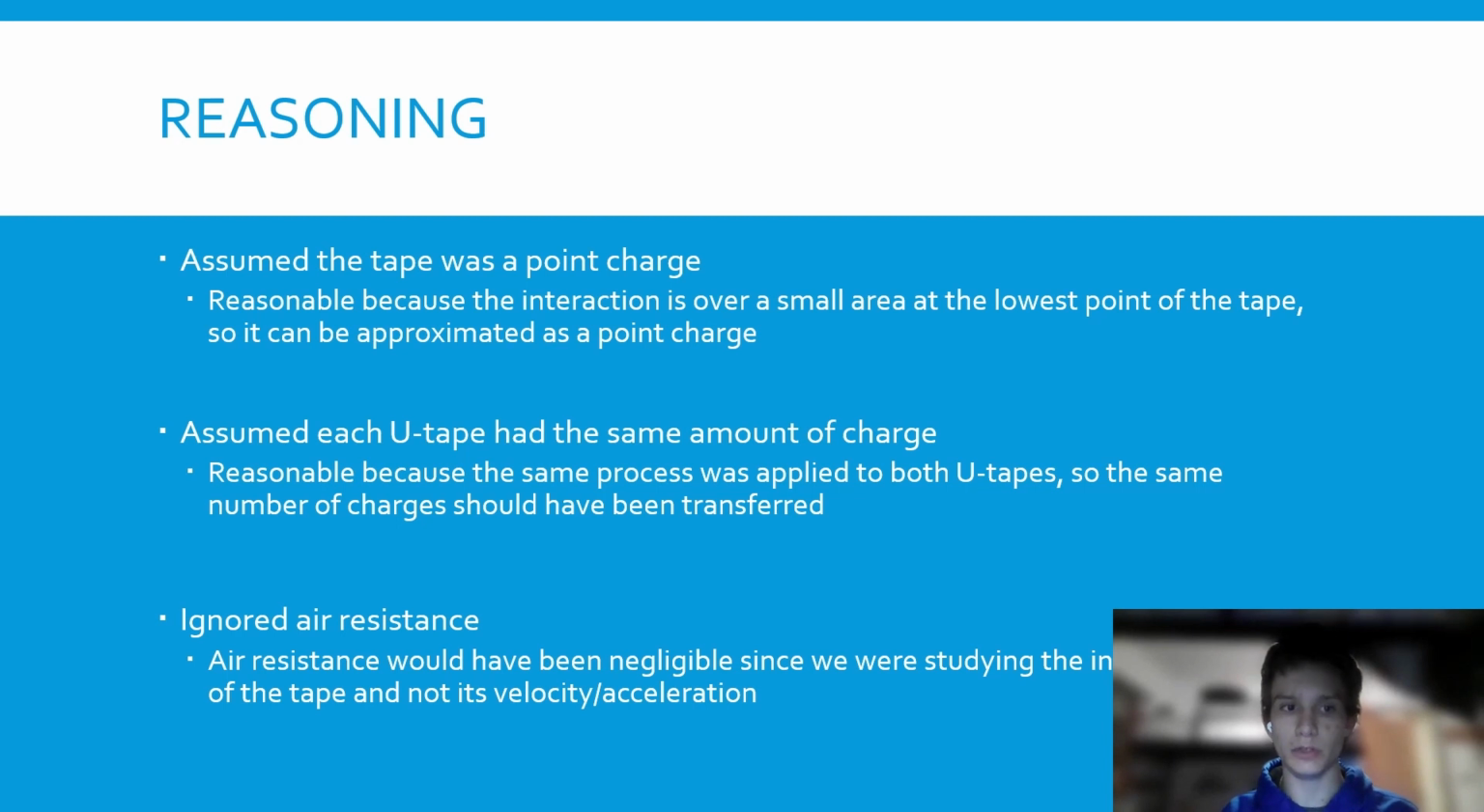I also had to assume the amount of charge on each piece of tape was the same, which was reasonable because I performed the same actions to charge both pieces of tape, which means roughly the same amount of electrons should have transferred. Finally, I ignored air resistance, which was reasonable because I was only looking at the first moment of movement, which was relatively unaffected by air resistance.